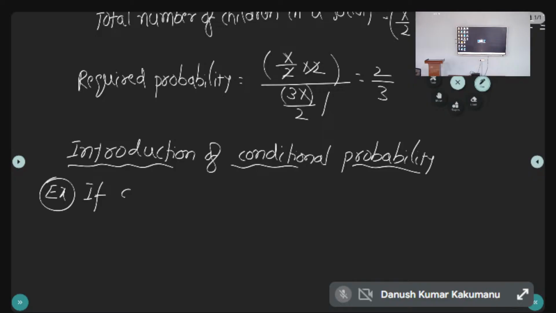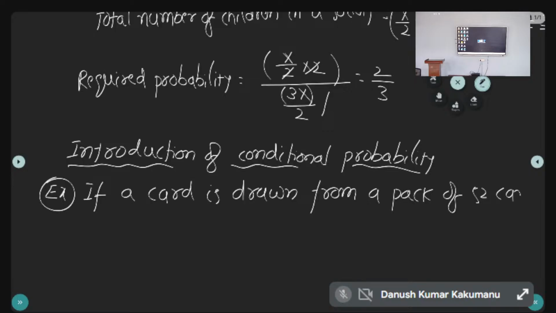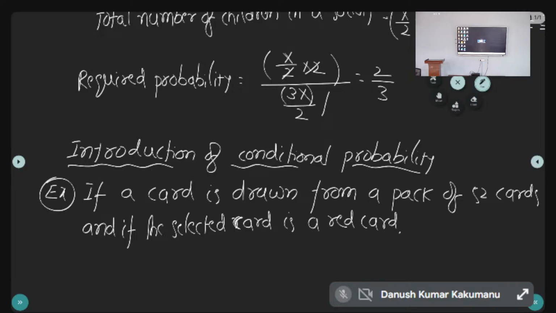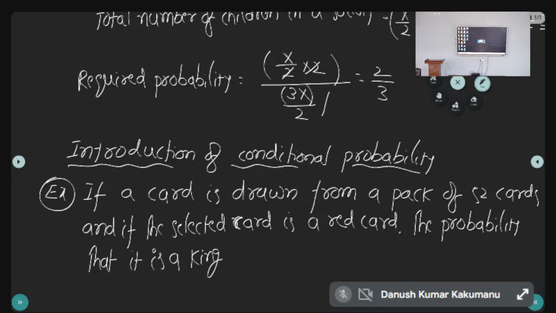If a single card is drawn from a pack of 52 cards, and if the selected card is a red card, the probability that it is a king. Probability that it is a king.